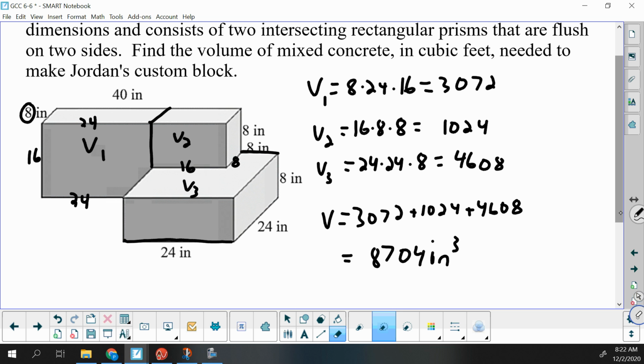Now later in the unit, we'll take problems like this a step further. We'll learn how to do it if they give us like a cost per cubic inch of the concrete. So maybe they tell us that it's 2 cents per cubic inch for the concrete. What is the cost then of making this custom block? And we'll learn how to do that later on.